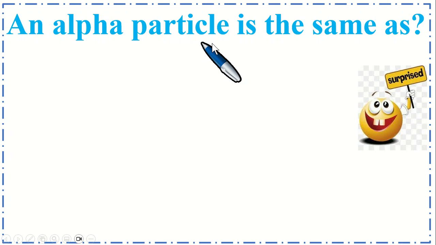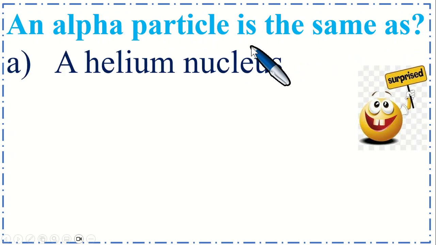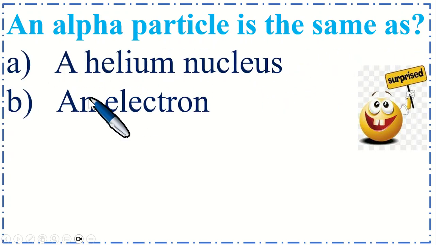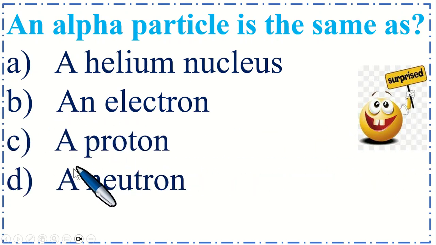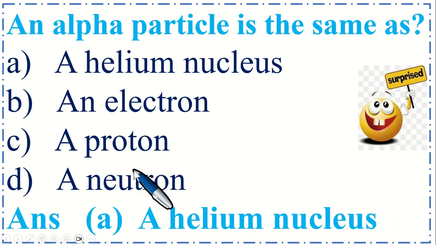An alpha particle is the same as option A, helium nucleus. B, an electron. C, a proton. And option D, a neutron. So the correct option is A, helium nucleus.